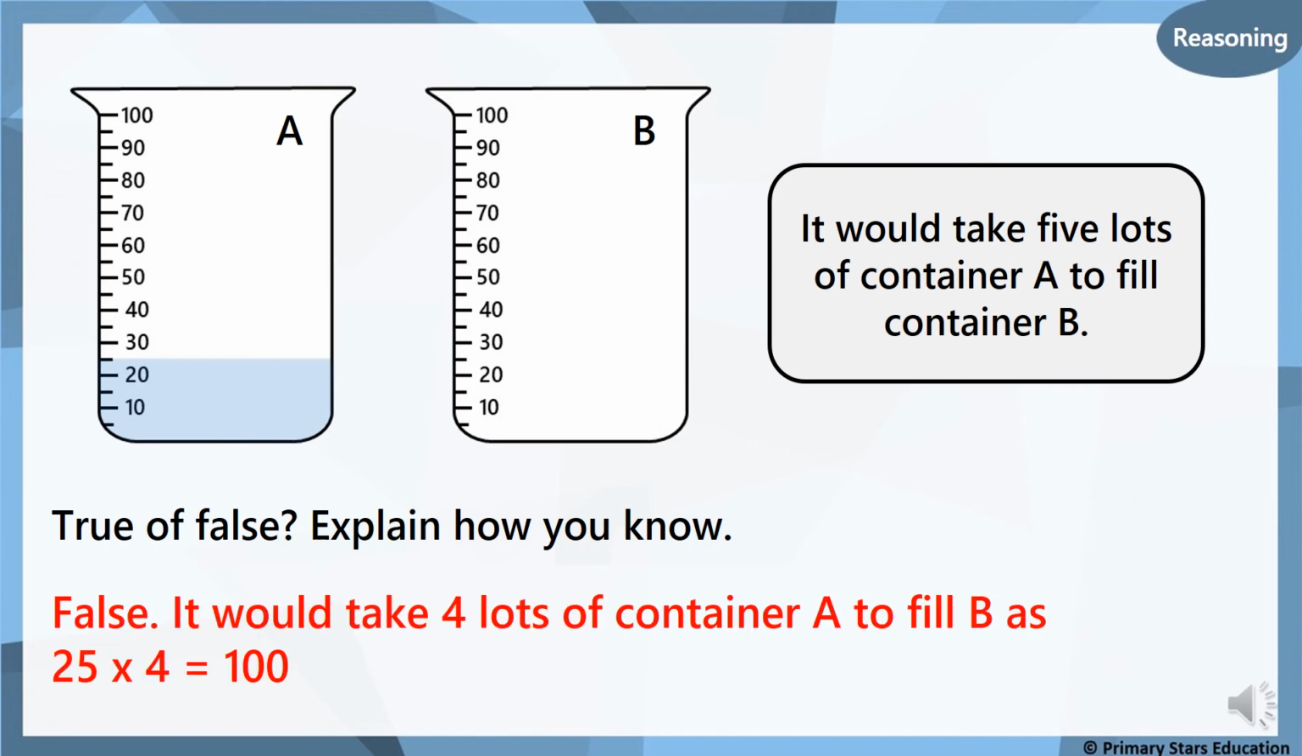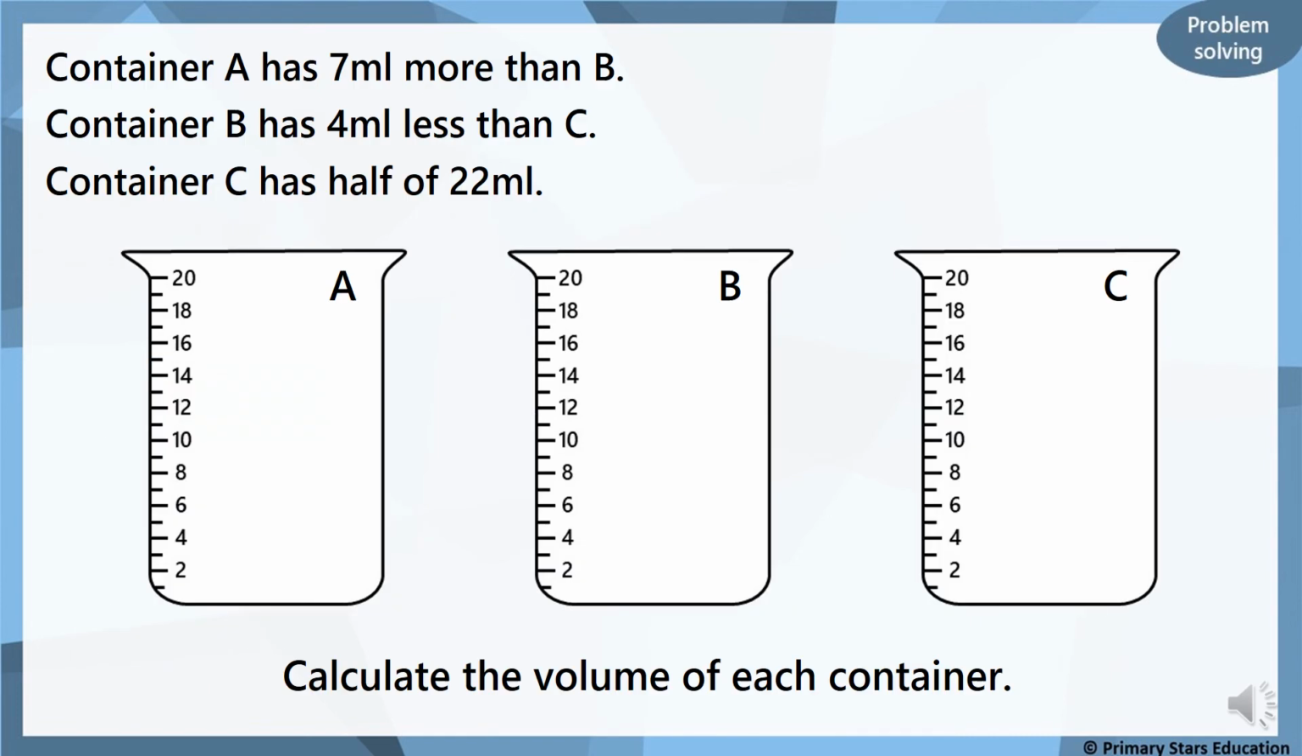Okay, it's false. It would take 4 lots of container A to fill container B because it measures 25 millilitres and 4 lots of 25, 25 times 4, is 100, which is the full capacity of that jug.